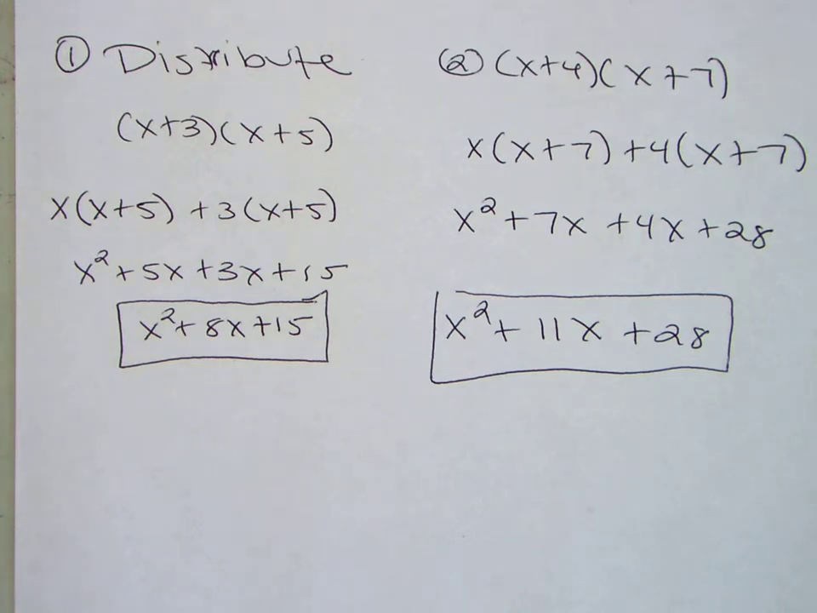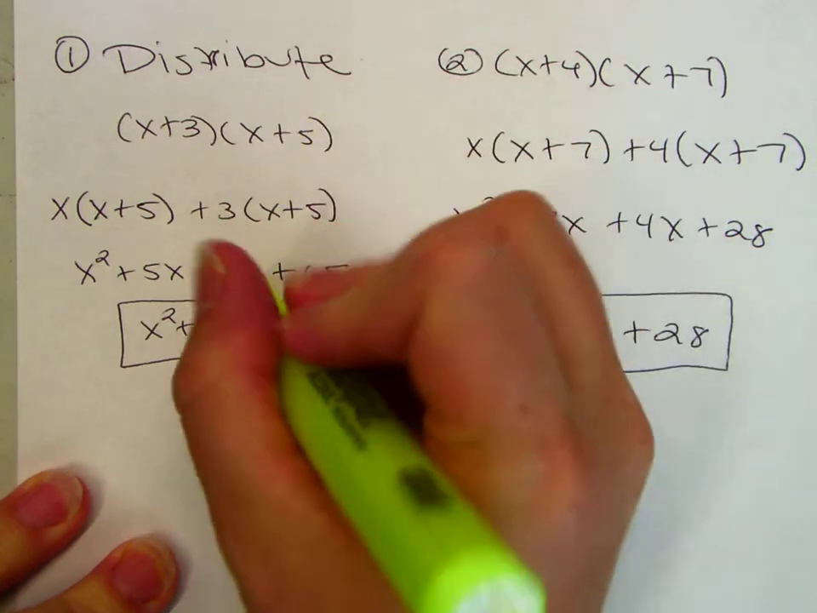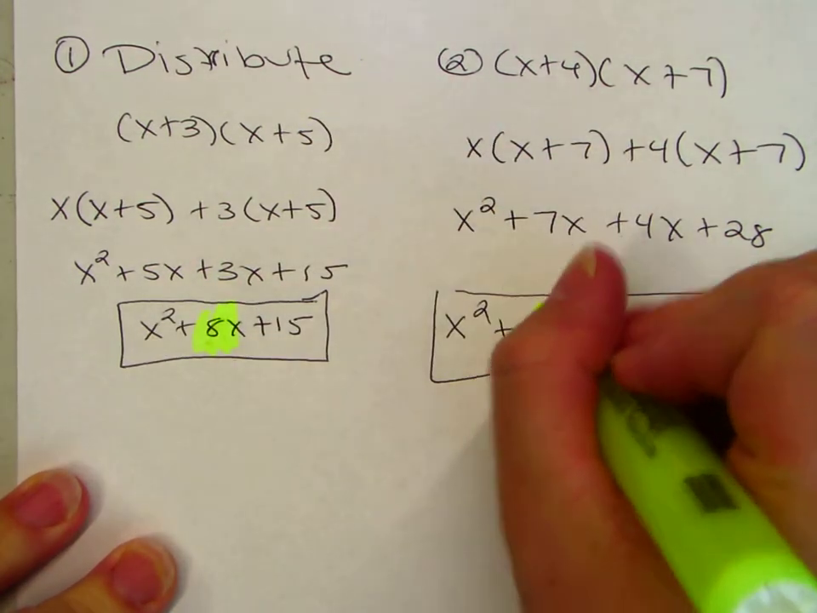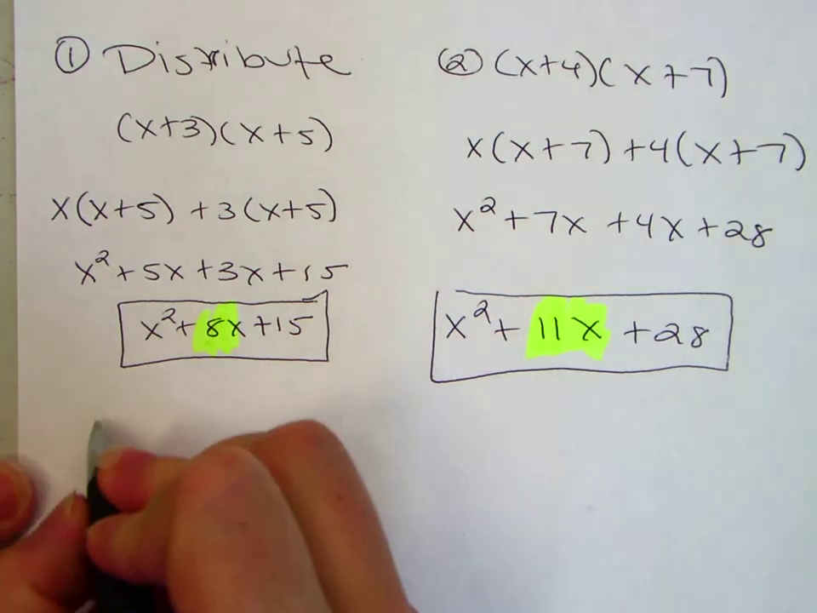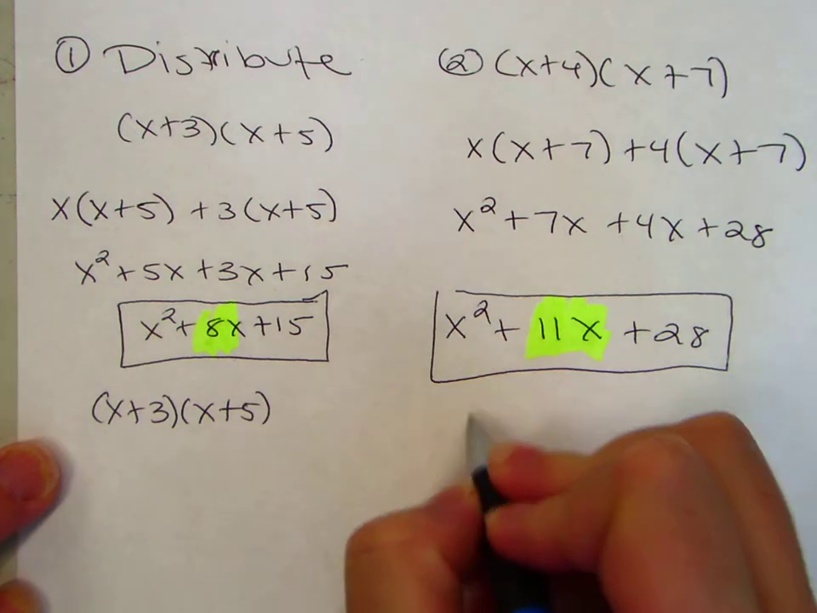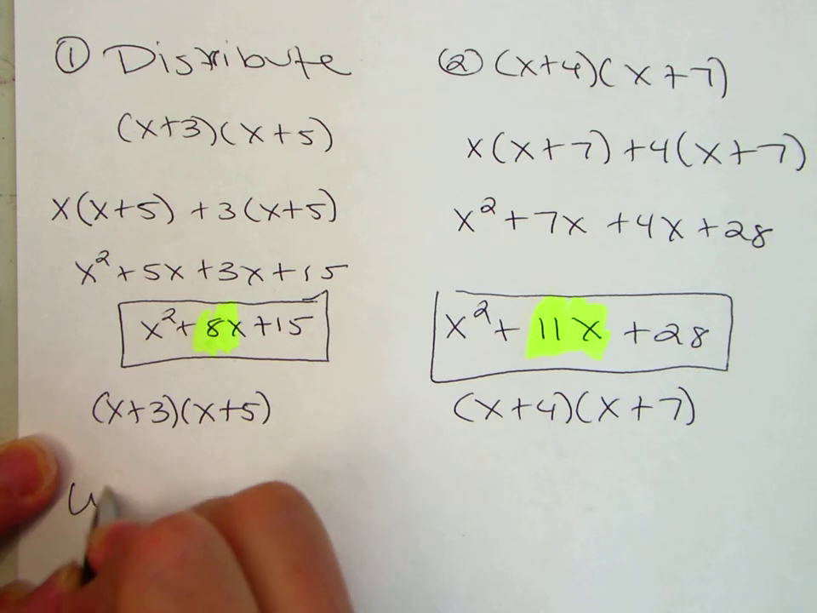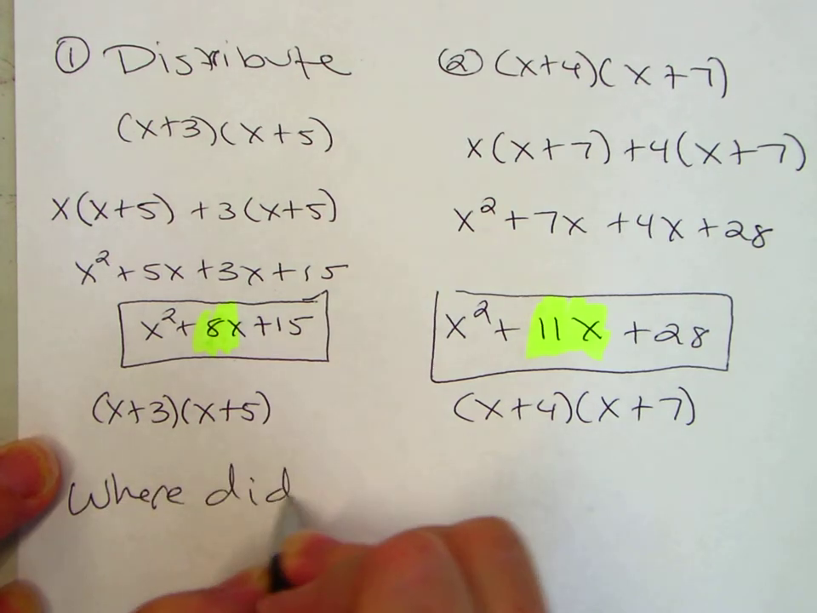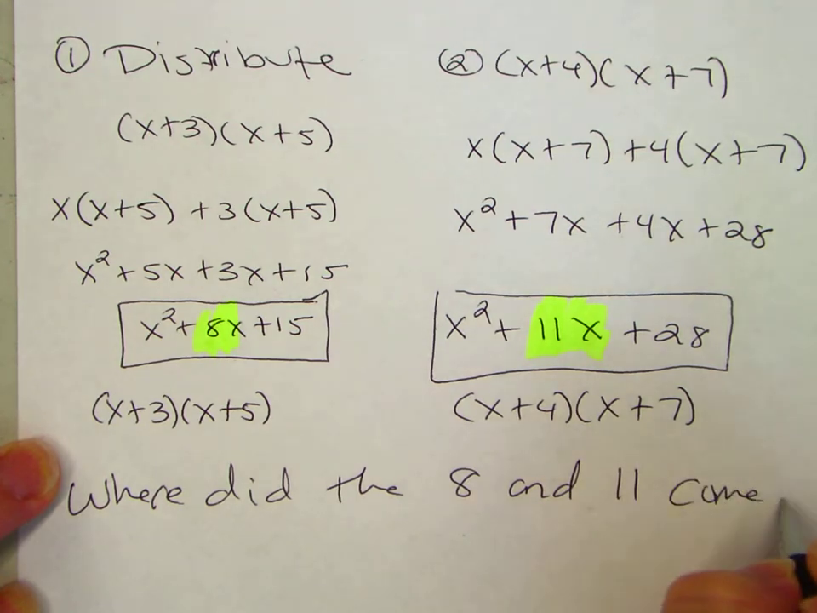So where did the 8 and the 11 come from? That's my question for you. Look at this 8 and the 11. The original problem was x plus 3 times x plus 5. And this original problem was x plus 4 times x plus 7. Where did the 8 and 11 come from?